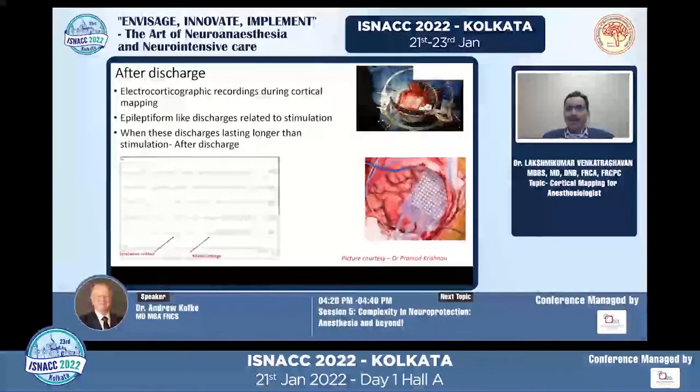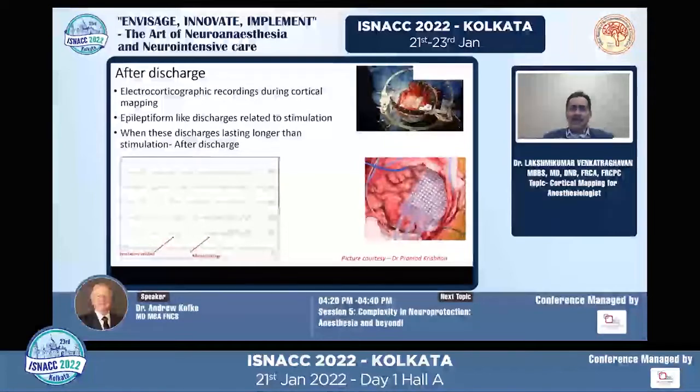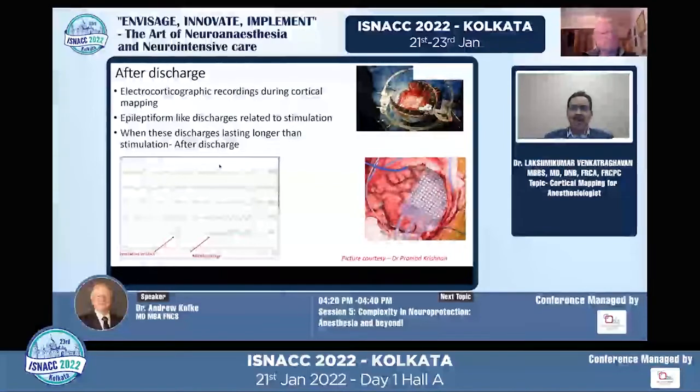Another important terminology, especially for us, is the after discharge. The after discharges are the electrocorticographic recording during the cortical mapping. For example, they can use grid electrodes on the surface while doing stimulation with the blue tip here, or they use the classical Montreal or Medusa frame where you do electrocorticography along with stimulation. These are epileptiform-like discharges related to the stimulation. When this discharge lasts longer than the stimulation, it is called an after discharge.